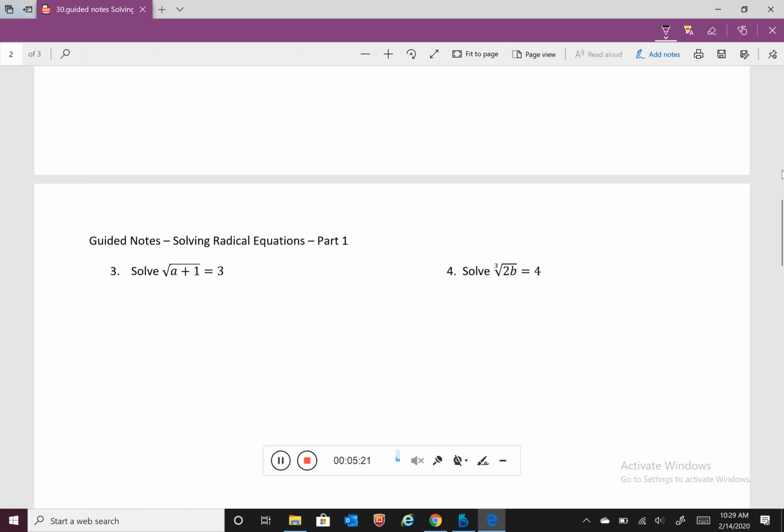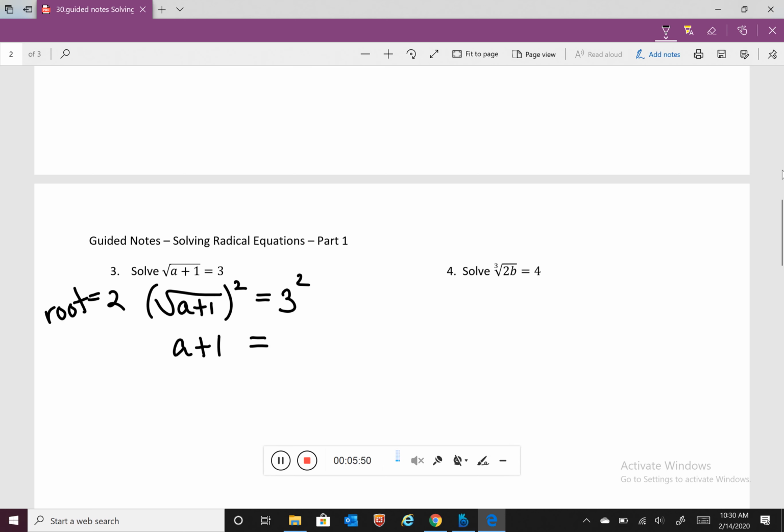Next, let's look at solving the square root of a plus 1 equals 3. So our root is again 2. So we're going to take the square root of a plus 1 and square it. But to keep this equation balanced, we also need to take 3 and square it. So the square root of a plus 1 squared is leaving us with the base, and the base is a plus 1.